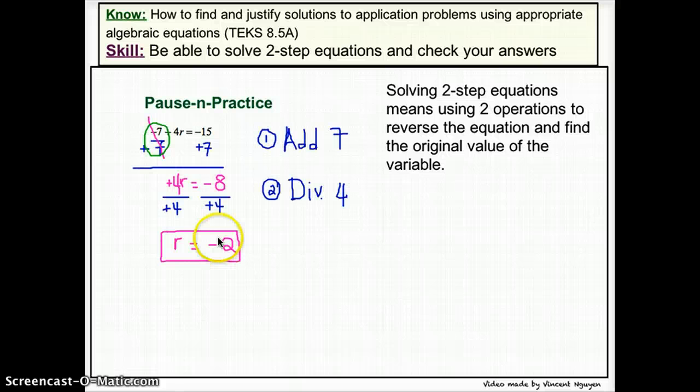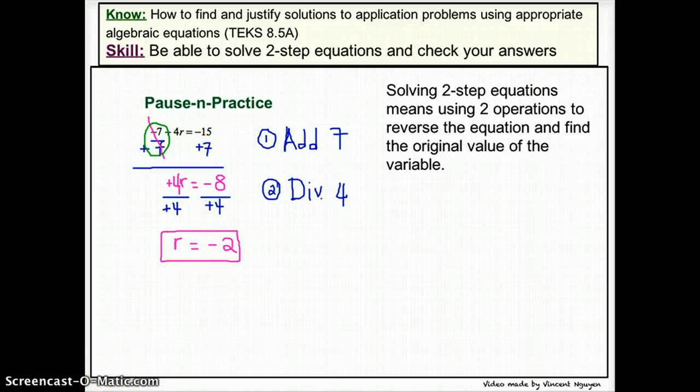In this example, you should have gotten negative 2 for your answer. You added 7 on both sides. Simplify your equation, you get 4r equals negative 8, and you divide by 4 on both sides of the equation, and you end up with negative 2.